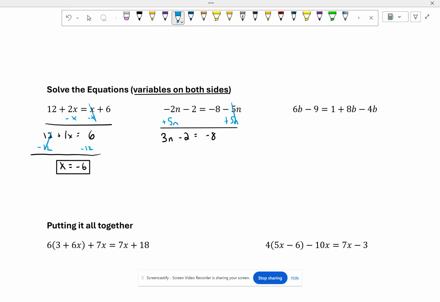And now it's just another two-step equation. Add 2 to both sides. And we get 3n. Negative 8 plus 2 is negative 6. And then divide both sides by 3. And we get n equals negative 2.